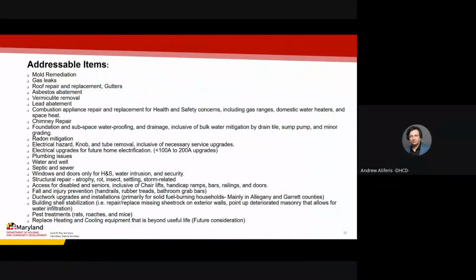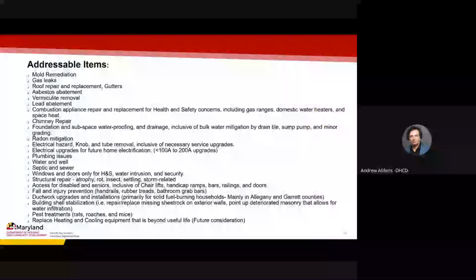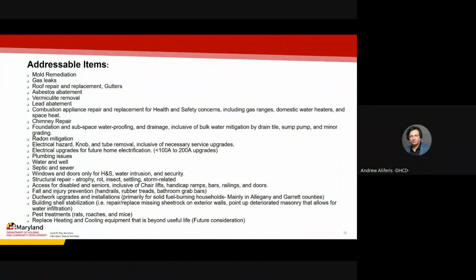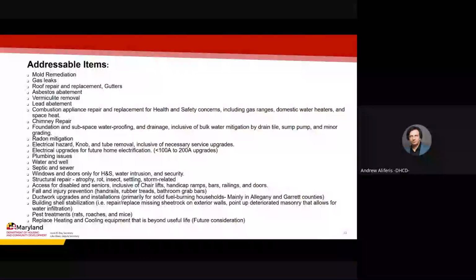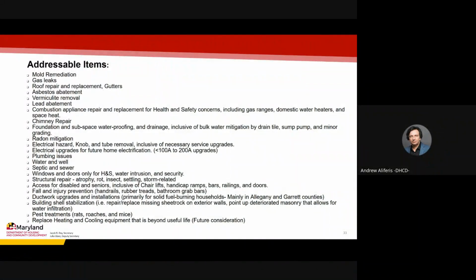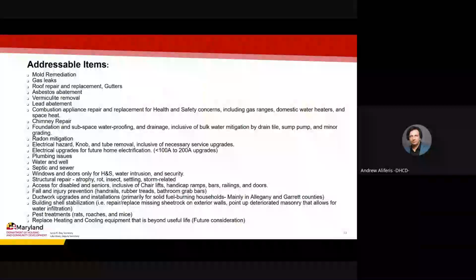So this is a list of the kind of things we do. You can see that if you had pest control problems, we do that. We do fall-in injury prevention, such as the walkways that would be your main entrance into the house. If that sidewalk is falling apart, we can fix that. We will replace windows under certain criteria. If it's a security issue where somebody can enter your house without your permission, or if water is coming in there and causing damage. We'll also do radon mitigation.